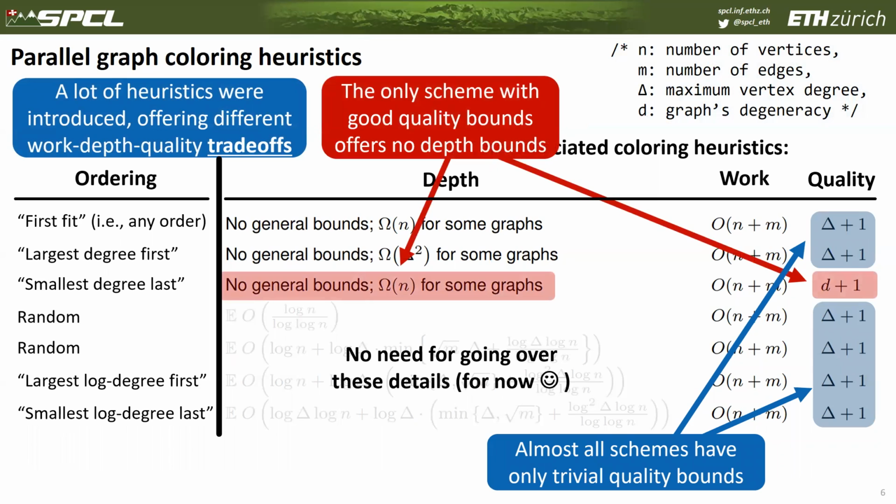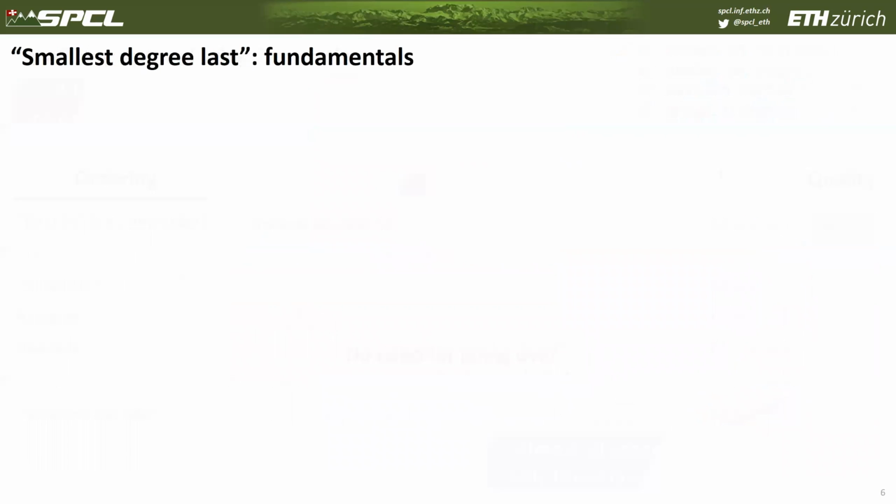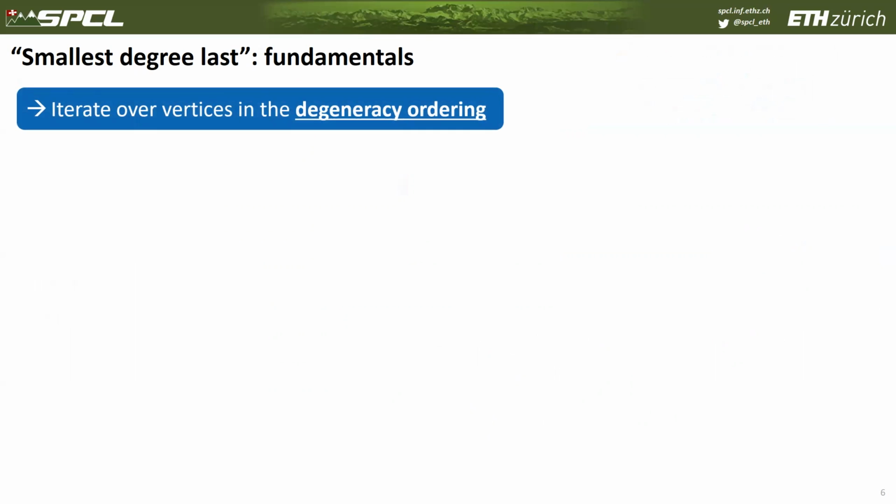The only scheme that has good quality bounds based on the parameter called graph degeneracy doesn't really have general bounds for depth, only some worst case analysis. Let's try to grab this scheme and see if we can use it as a basis for something more powerful. The scheme is based on the ordering called smallest degree last, and the core of this ordering is to iterate over all the vertices in the so-called degeneracy order.